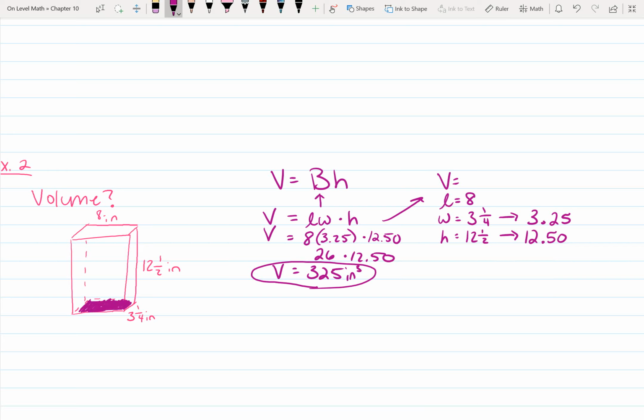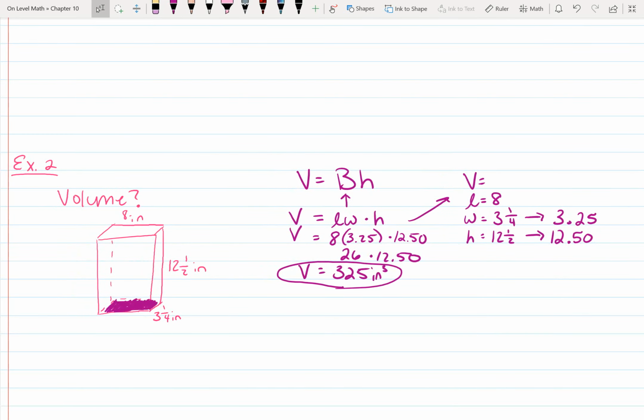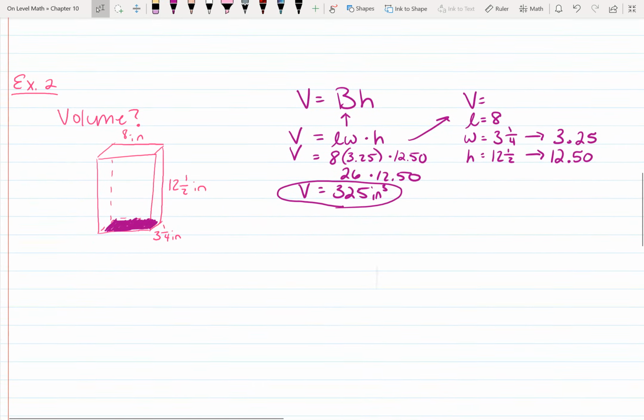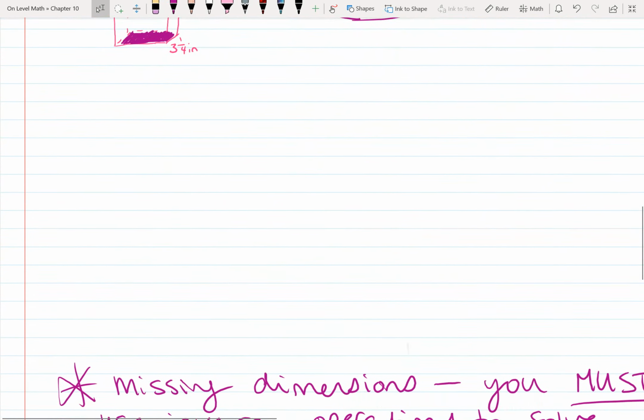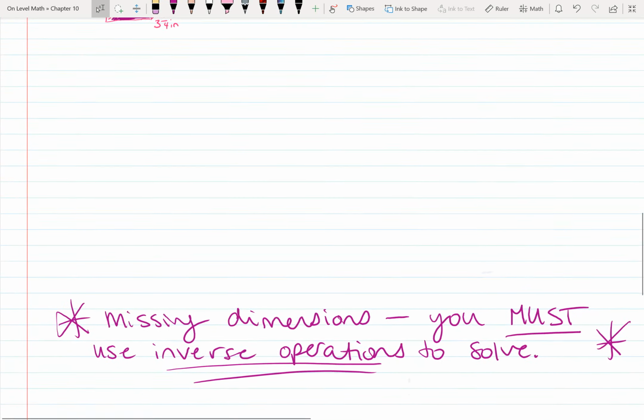All right, you have to show that. Tonight on your homework or today, be sure you look at my answer key to check your work. Make sure you're showing the same amount of work, and then let me know if you have any questions. Now, our last example. Instead of finding the volume, we are going to use inverse operations to find the missing dimension.